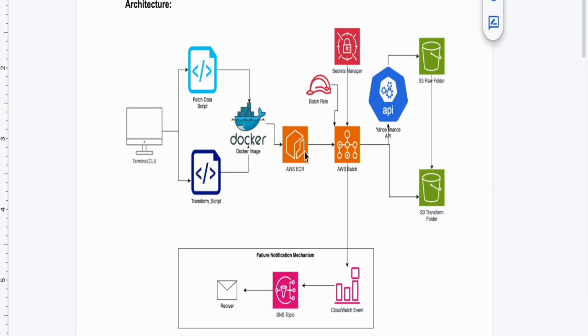Once the Docker image is inside ECR, using the URI of that image, you will run the batch job. The batch job first fetches the data, then it will perform task 2, which is transforming the data. After transforming the data, it puts it into S3's transform folder. When it fetches the data, it puts it into the raw folder. So at the end of the project, your raw folder will have data fetched from the Yahoo Finance API. And after the end of task 2, which will be running in the same AWS batch job, you will have data in the transform bucket as well.